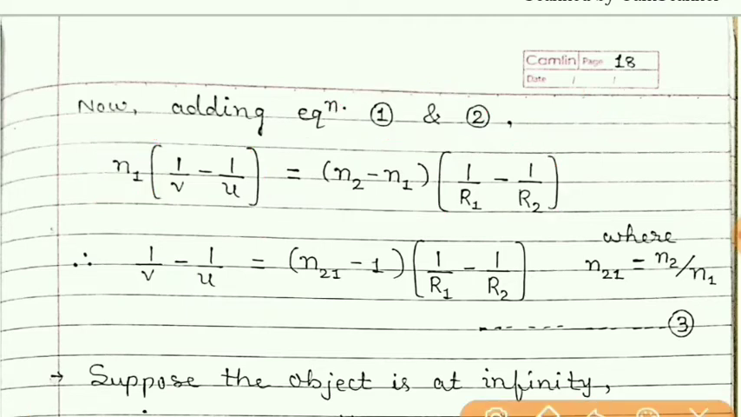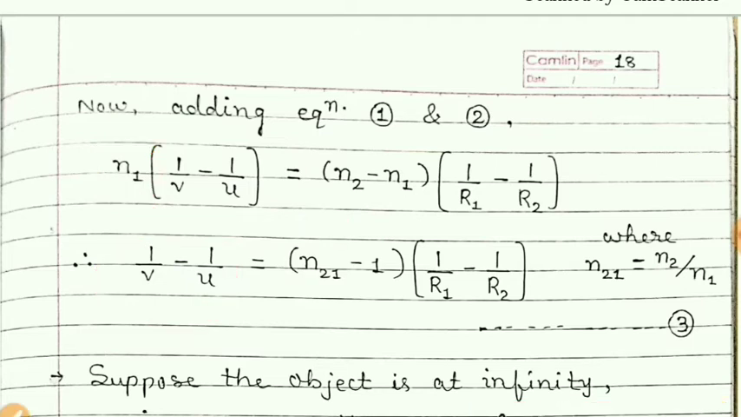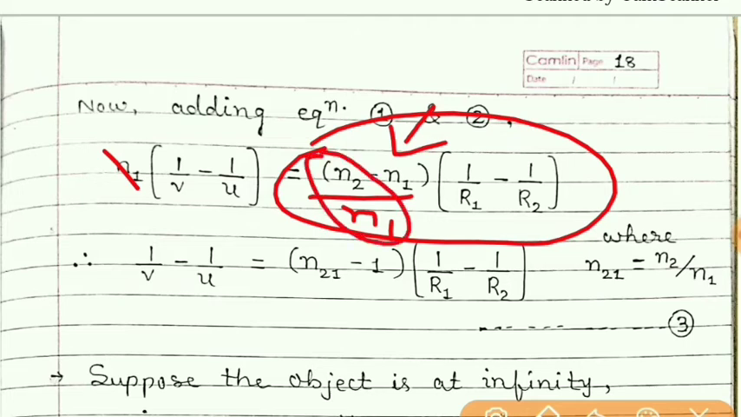Finally, this N1 is brought towards this side. So on the left side, what remains is 1 upon v minus 1 upon u. And on the right hand side, this is brought here, so we will get this term. Now if you open this bracket, you will get N2 upon N1 minus N1 upon N1.